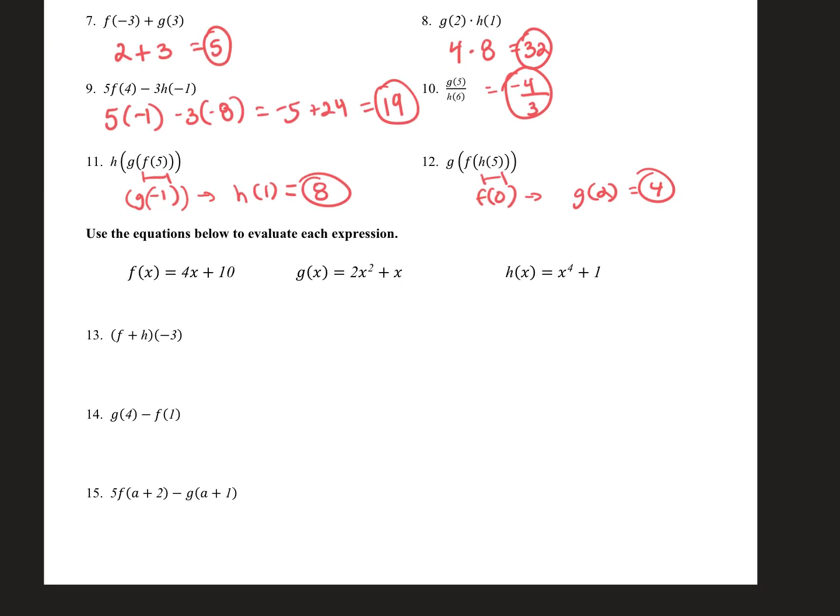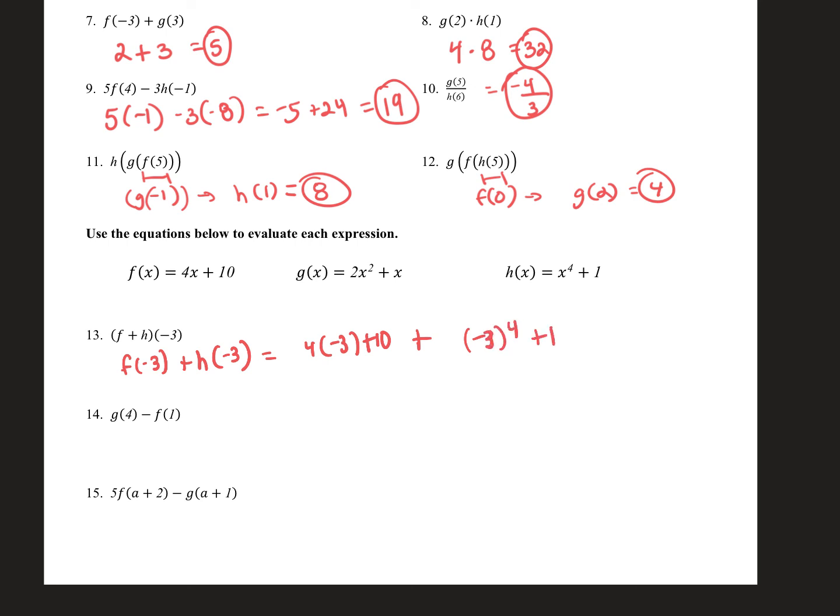All right, last 3. It says use the equations below to evaluate each expression. So again, we are given 3 functions, f, g, and h. 13 is saying f plus h of -3. So we're going to evaluate f of -3. And then we're going to add it to evaluating h of -3. So f of -3 is 4 times -3 plus 10. Added to h of -3 is -3 to the 4th plus 1.